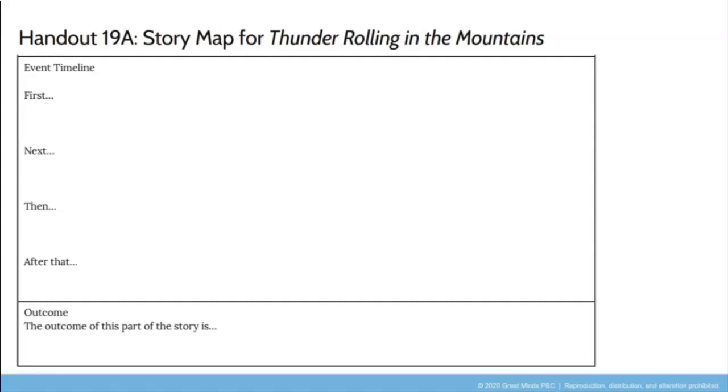As you can see on the handout, we're going to think about the order of the events that happened in chapters 4 and 5. So I want you to think back through the main events in those chapters and ask yourself, what happens first? What happens next? Then, after that? So pause the video and summarize a few key events from those chapters in order. Say the events in your own words.